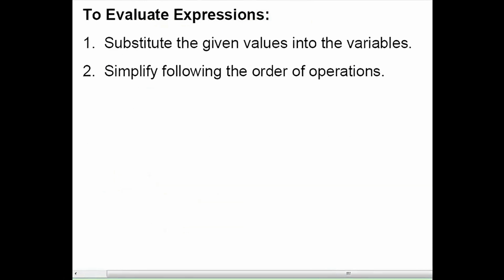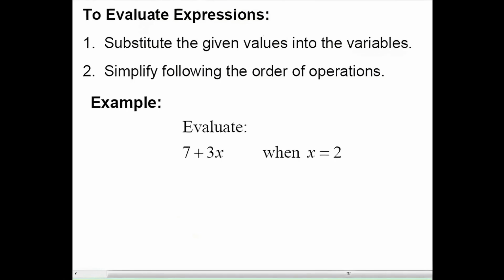To evaluate expressions, substitute the given values into the variables, and then simplify following order of operations. Here's an example. Evaluate 7 plus 3x when x equals 2. So 7 plus 3x is our formula. X equals 2. This is our given value.